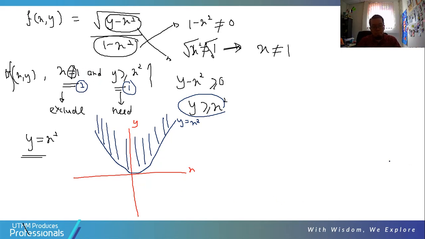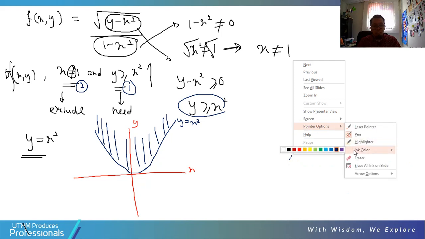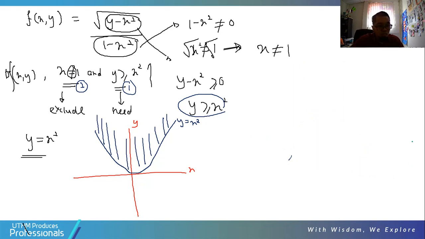So x equals to 1. So x sama dengan 1. Sorry, this one x square equal to 1. So this one jadi plus minus. Kalau you nak jadikan dia set, dia boleh jadi plus minus. So x is equal to 1.